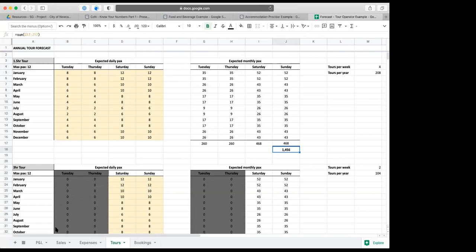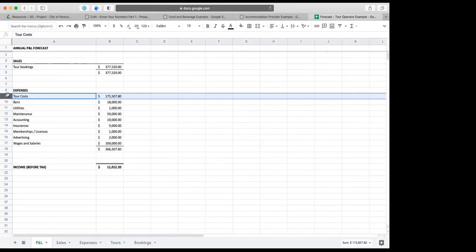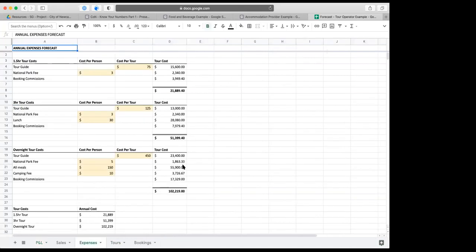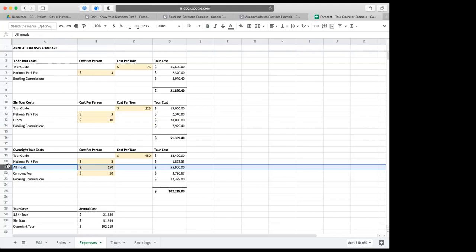Going back to the P&L then, we see that our largest expense are our tour costs. So let's drill into those in the expenses tab. Each of the 3 tour types have different types of variable costs that you can see in these 3 sections here. Some are per person costs, such as meal inclusions, lunch, etc. Others are per tour costs, such as the cost of a tour guide.